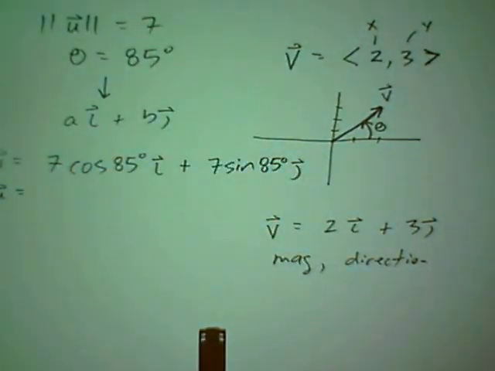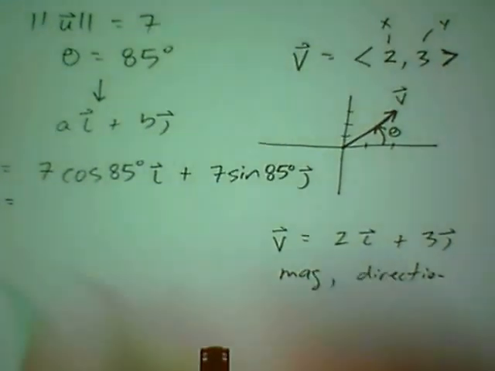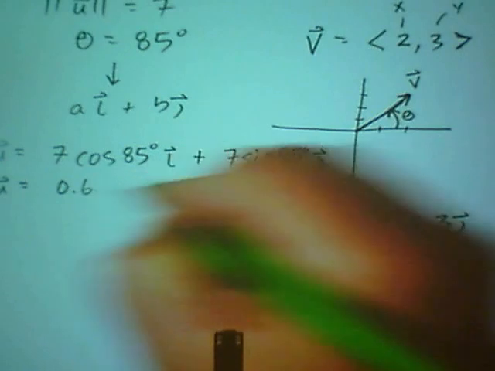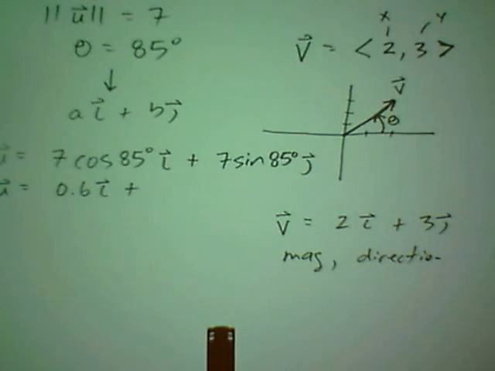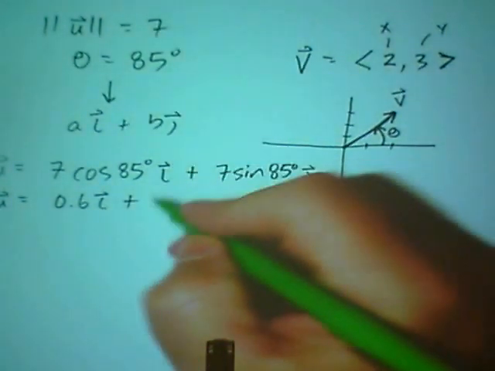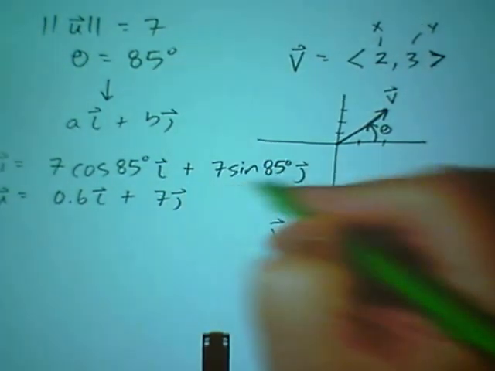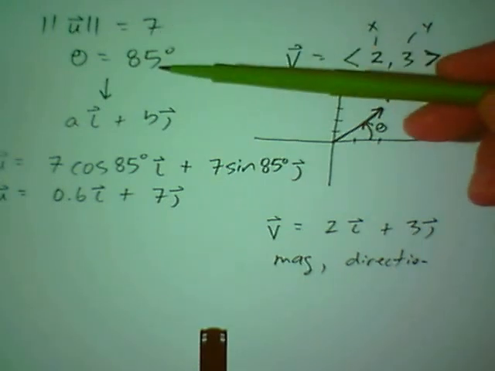So you simply grab your calculator, make sure it's in degree mode. I'm going to find the cosine of 85 times 7, which equals 0.6 if I round to the nearest tenth. And then sine of 85 times 7 is 6.97, I'll just call it 7j. So the vector with a magnitude of 7 and angle of 85 degrees is 0.6i plus 7j.